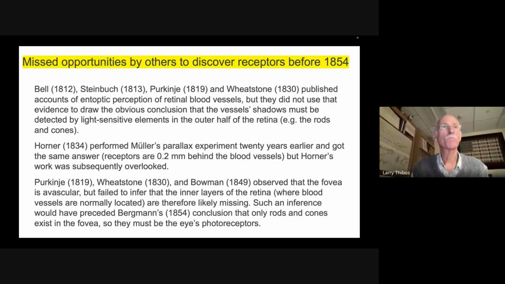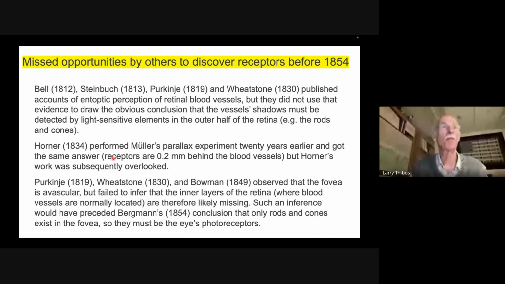Now, it turns out there are some missed opportunities. They could have been preceded by other people to make the very same discoveries. People like Bell, 1812, Steinbach, 1813, Purkinje himself, 1819, and Wheatstone, famous scientist, 1830. They published accounts of entoptic perception of blood vessels, but they didn't take the very next simple step of using that evidence to draw the obvious conclusion that the vessel shadows must be detected by light-sensitive elements in the outer half of the retina. In other words, the rods and the cones. They could have done that. Maybe they just thought it was so obvious, why bother? Who knows? But they could have been the discoverers.